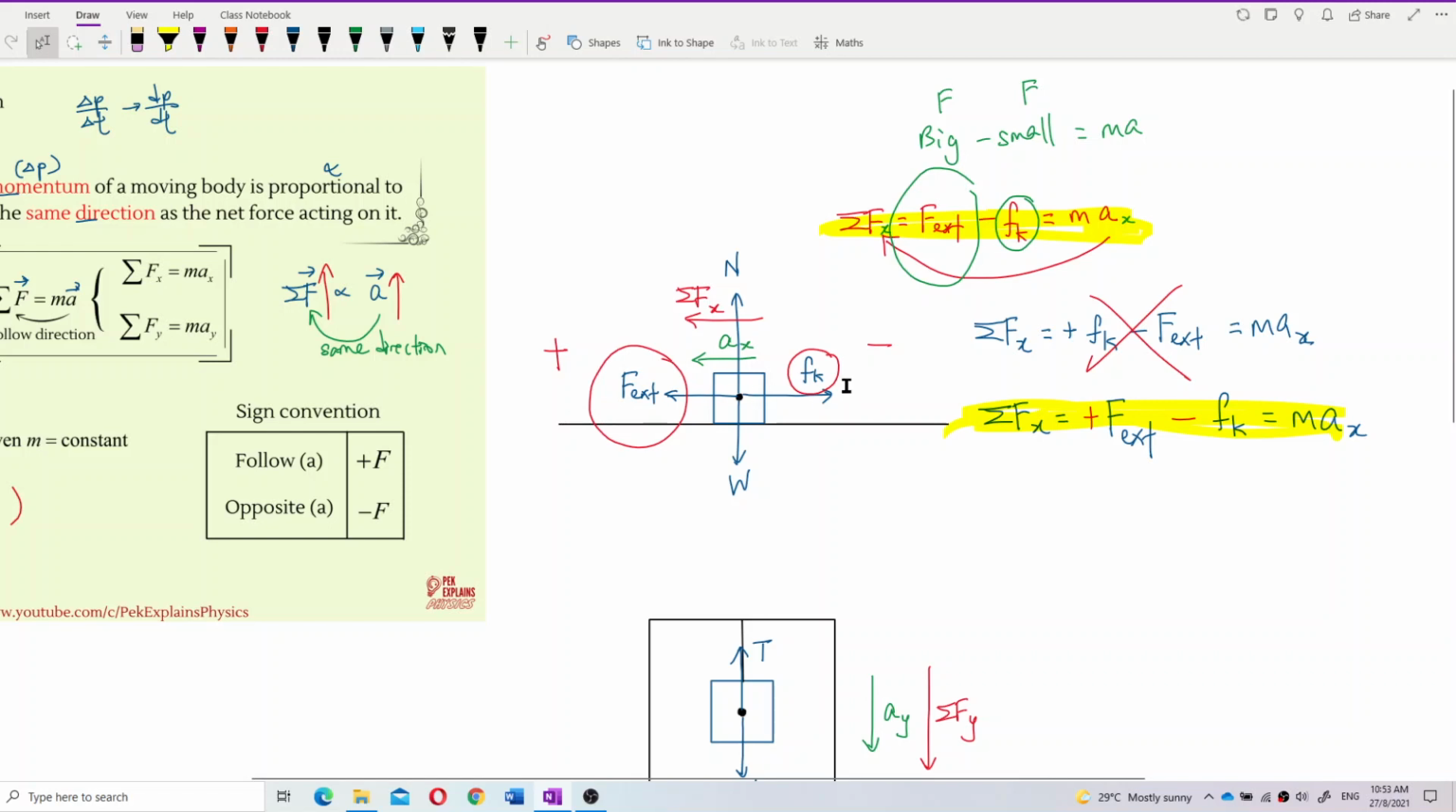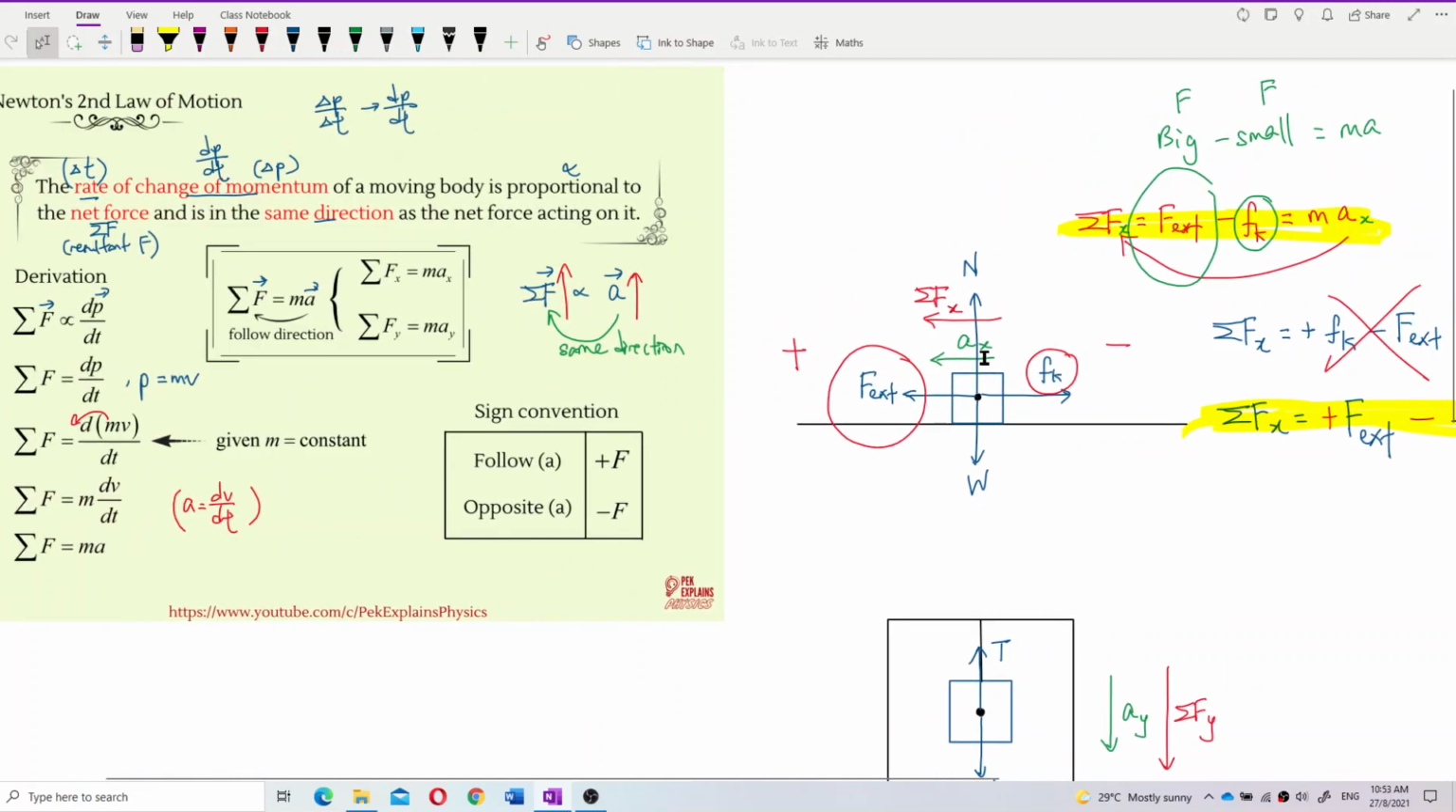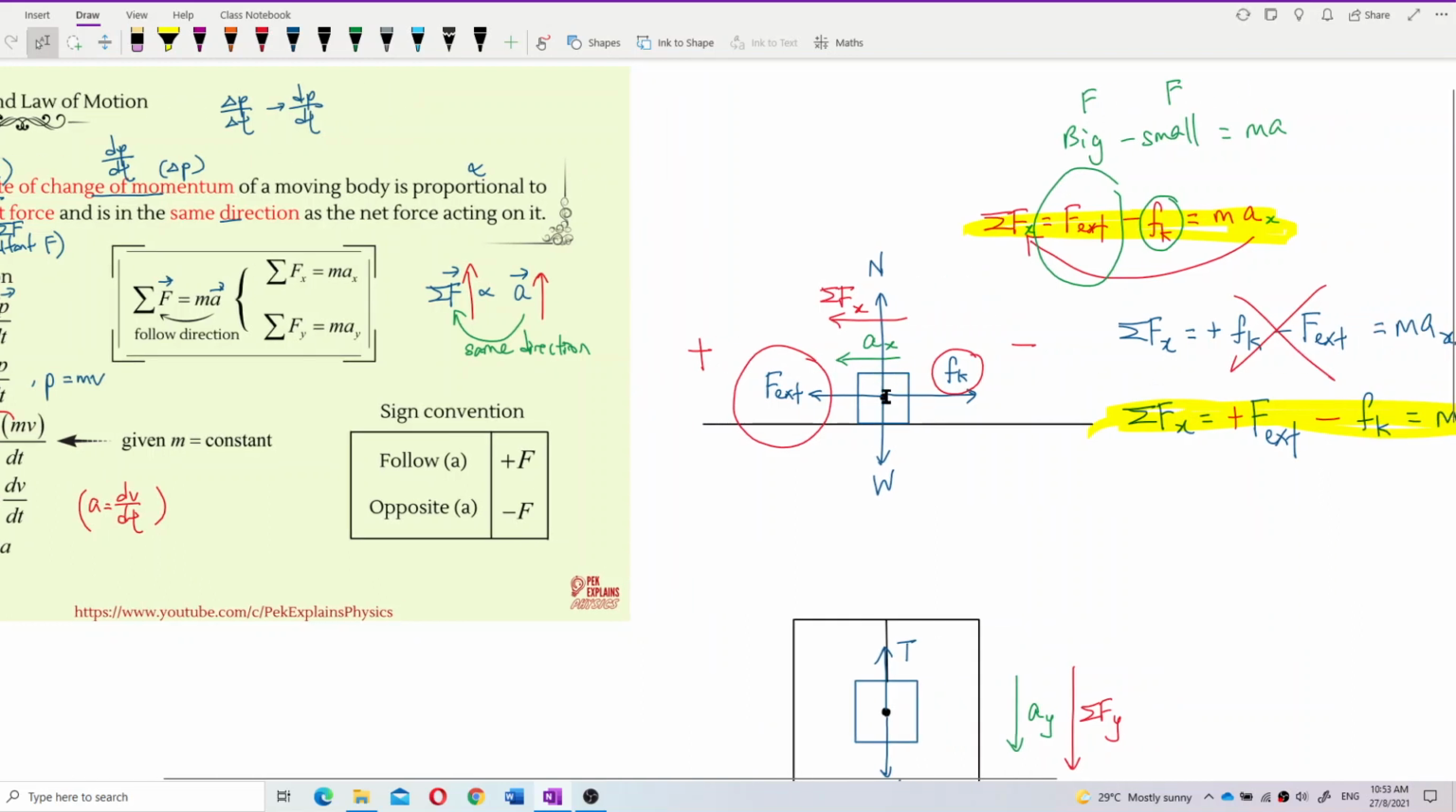If the question involves acceleration, we need to follow acceleration positive, opposite acceleration negative. Usually we say force going to the right is positive, but now no, now we look at acceleration. We don't look at go to the right positive, go to the left negative anymore. We look entirely at the acceleration. Follow acceleration positive, opposite acceleration negative.